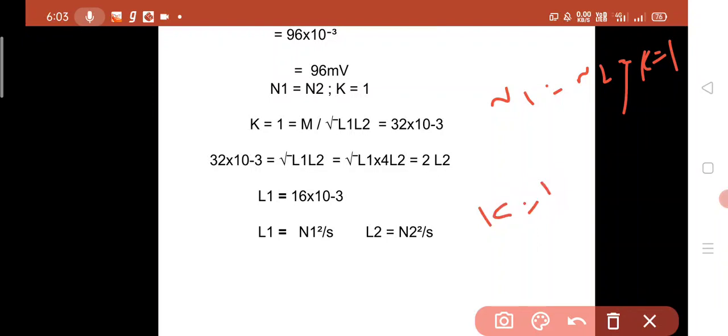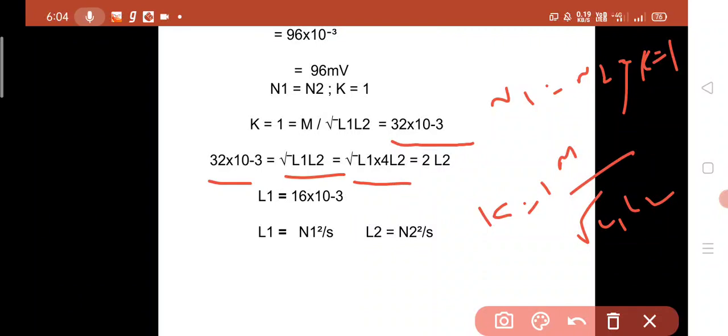K is equal to 1, so M equals K under root L1 L2. So 32 into 10 to the power of minus 3 is equal to under root L1 L2. So under root L1 into 4 L2 is equal, so 2 L2. So L1 is equal to 16 into 10 to the power of minus 3.